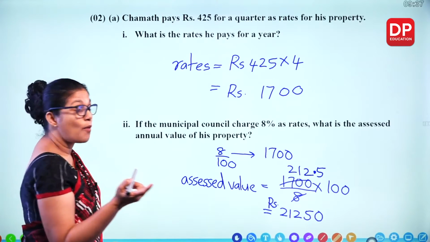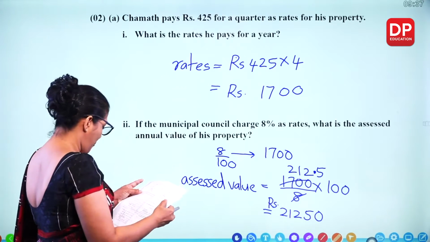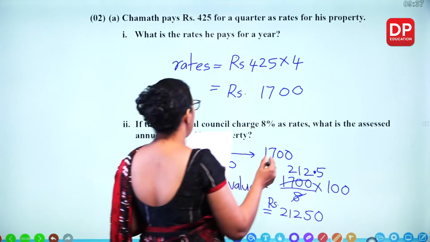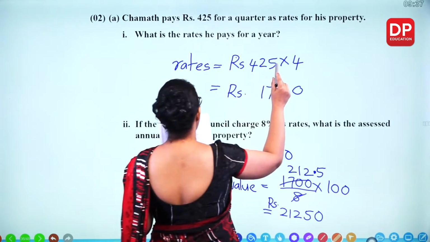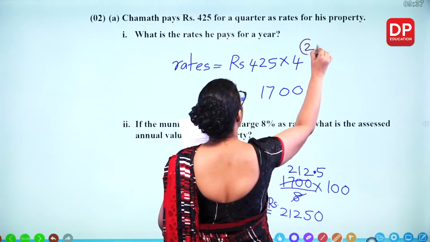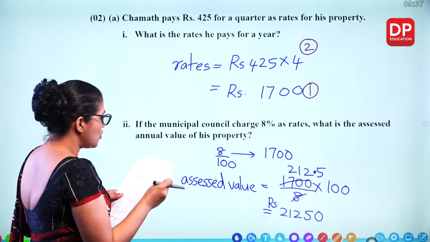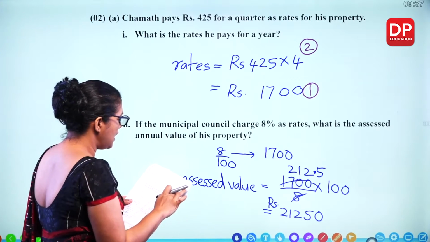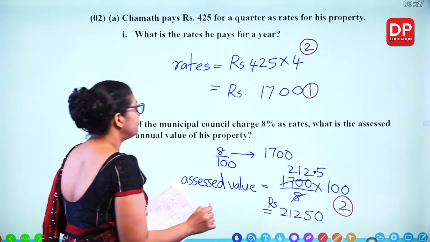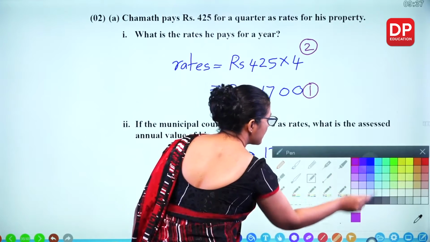So we'll see how many marks for this step. These 2 steps. So you are getting 1,700, 3 marks. Multiplying by this one, 4, and getting the answer altogether 3 marks. And 21,250, another 2 marks for that. So 3 plus 2, 5 here. Now let's take the next one.